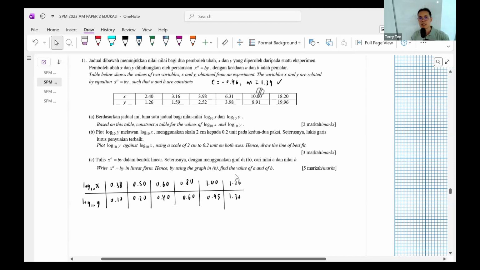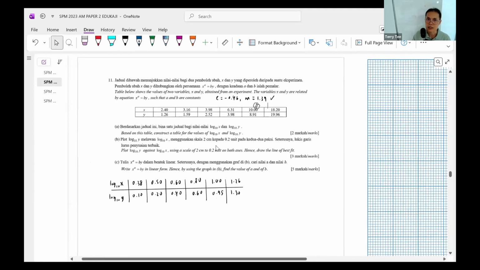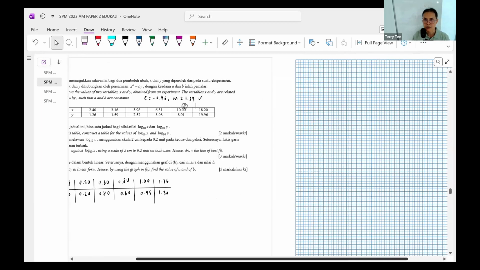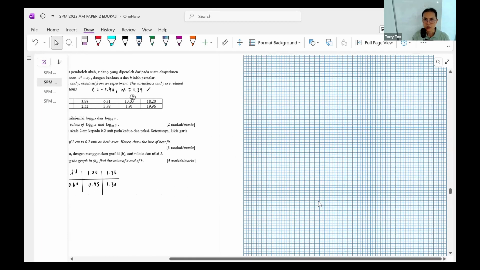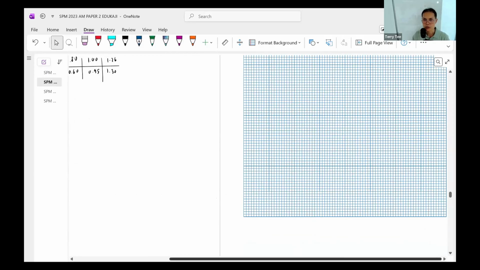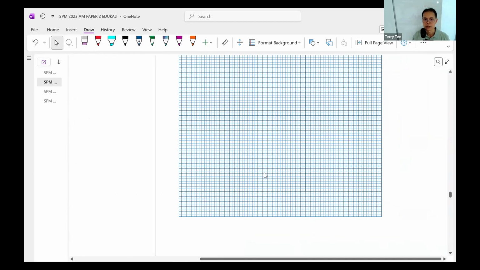Now, my scale, usually in exam, they tell you the scale is 2 cm to 0.2 on both axes. So 2 cm to 0.2. So let me move over here a bit. So let's start at 0. Be careful. I need my y-intercept negative 0.46. So you need to have a bit more space below. The scale is 0.2. So maybe I go to 0.6.